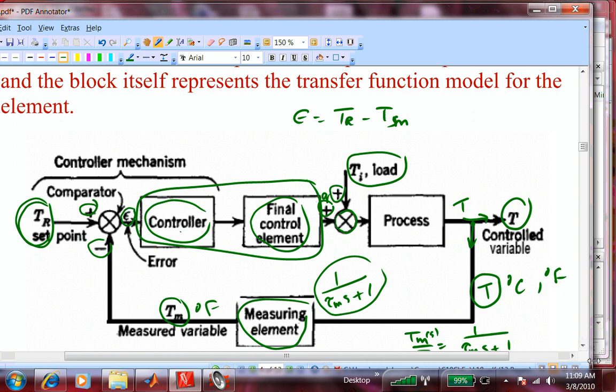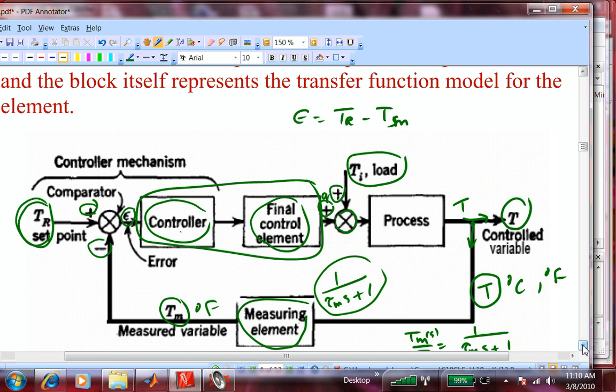If it is a thermocouple, the manufacturer should give you the tau m, the time constant, because it depends on the design of the thermocouple. So in the specification, you will see that this thermocouple has a 3 millisecond time constant. That means it will respond with a 3 millisecond delay.